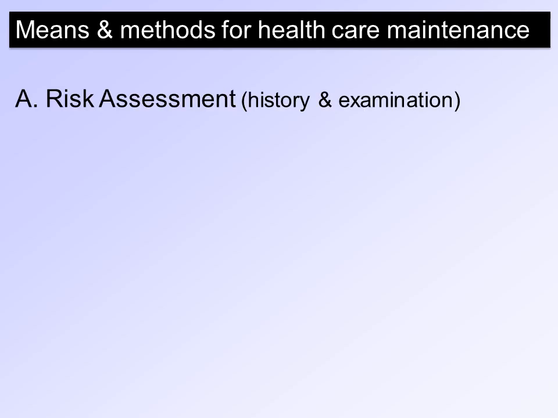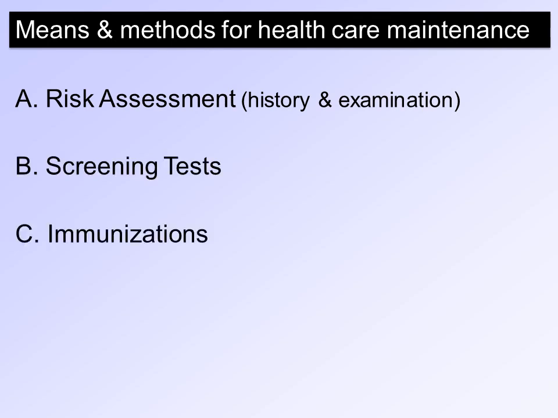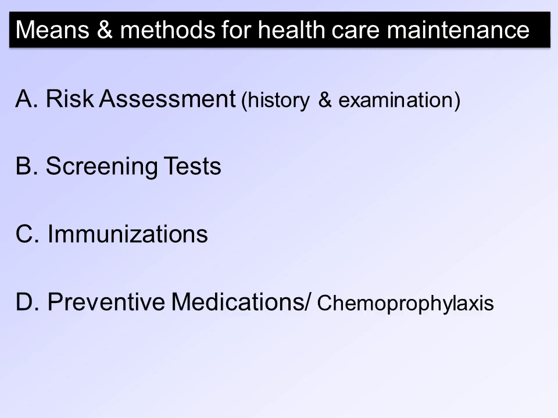Here we will enumerate the means and methods that can be used for healthcare maintenance. First, a risk assessment, where we take a history and perform an examination for an individual. Second, screening tests. Third, by introducing immunization and vaccines. Fourth, by giving preventive medication and chemoprophylaxis. And finally, by counseling and education.